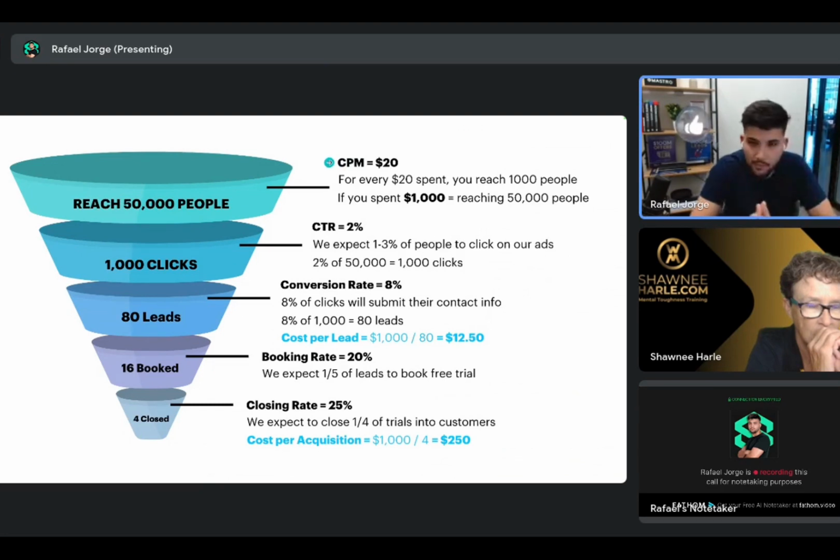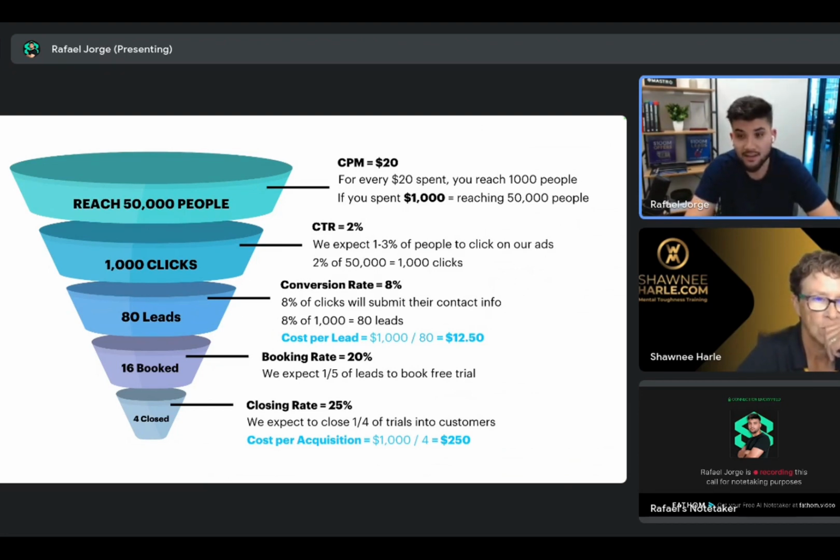Basically, the CPM is the cost for reaching 1,000 people. And that specific metric, that specific cost, really varies. Who determines that is Facebook and Instagram, because it's an auction. If you are targeting a broad audience that has a bunch of people across the nation, it's going to be a much cheaper CPM because there are so many more eyeballs that they can distribute your content to.